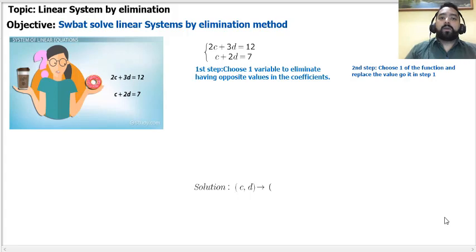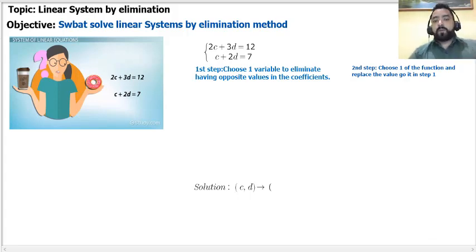When you get the value for the first variable, we are going to substitute this value in one of the functions, and then we are going to get the value for the second variable. And this one is going to be the solution for the system.